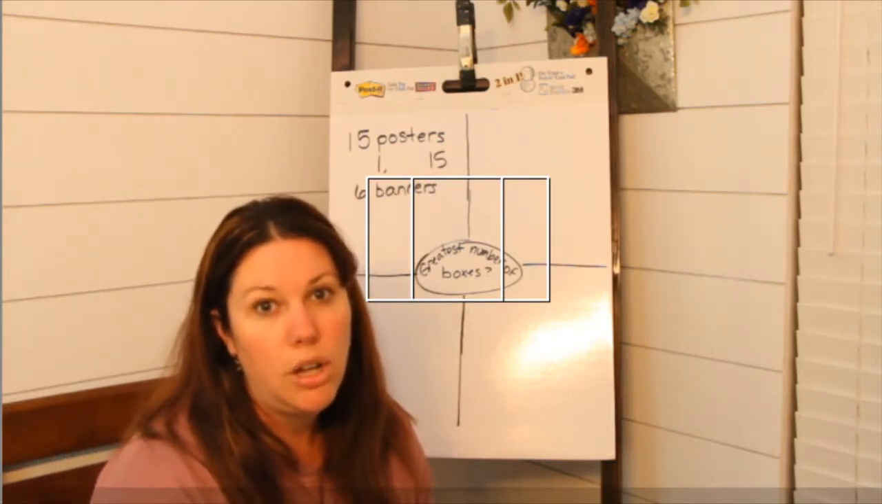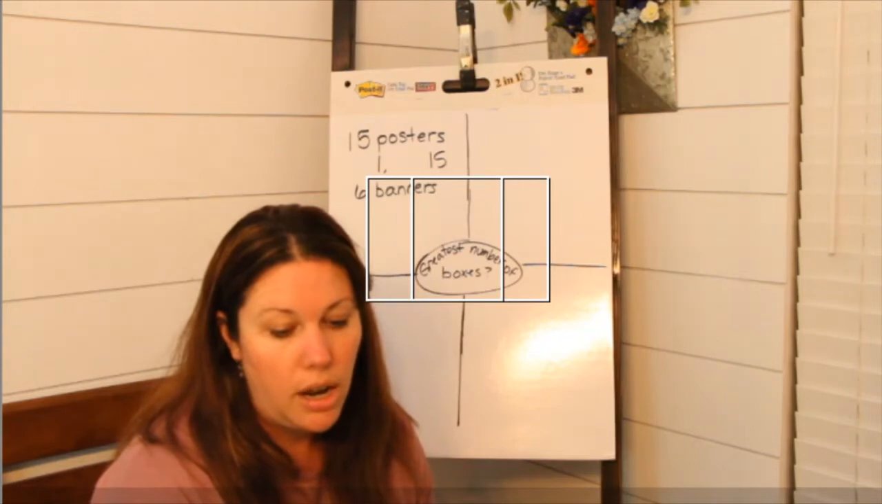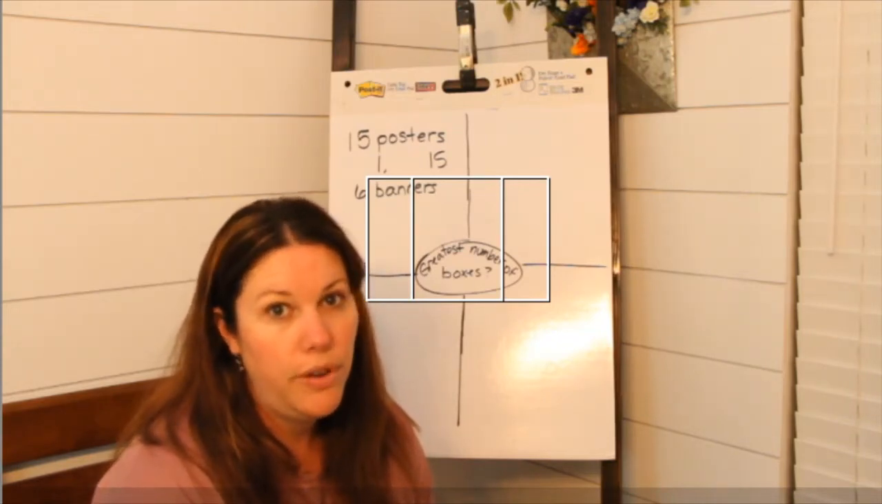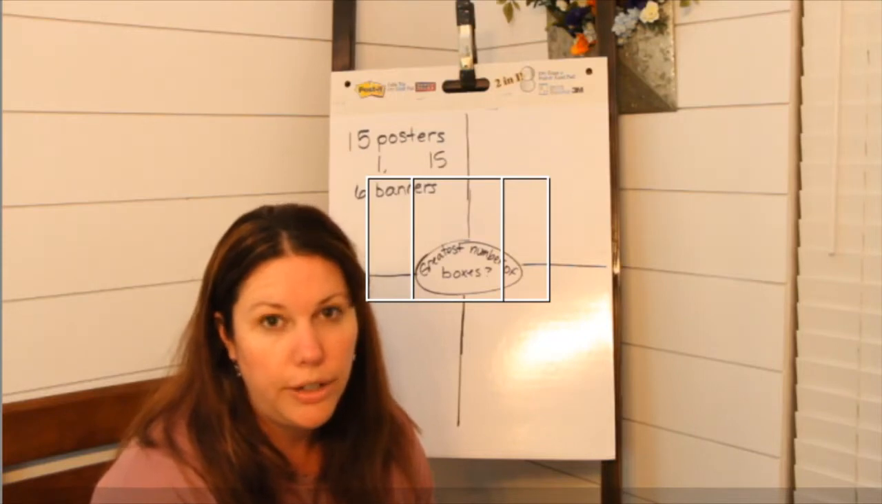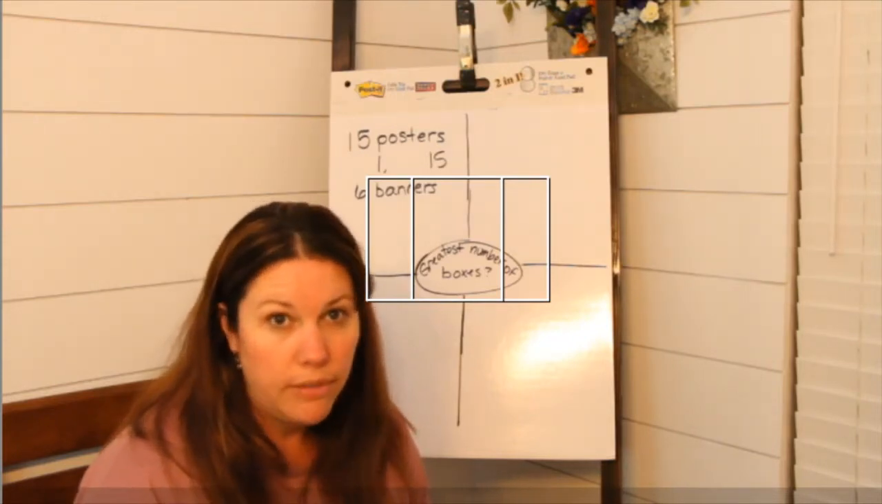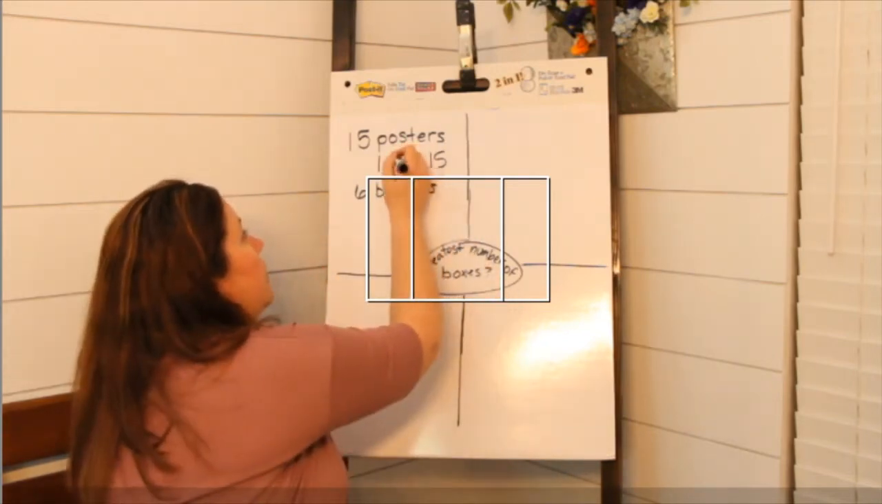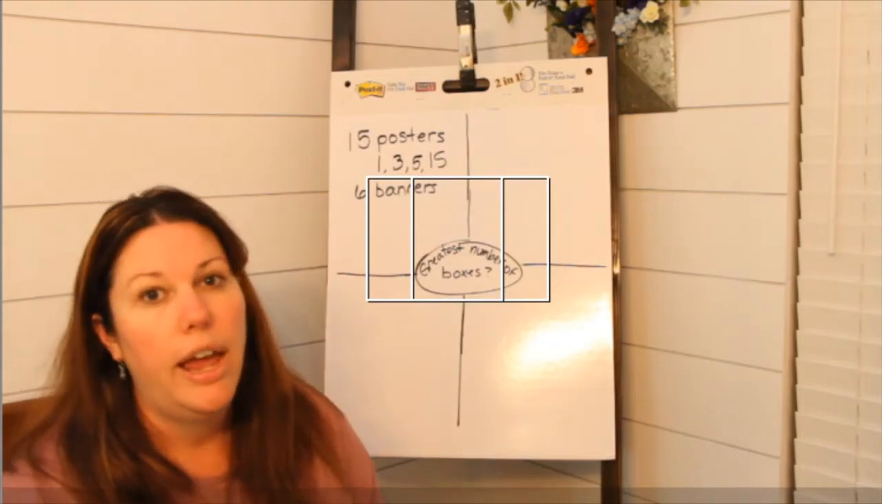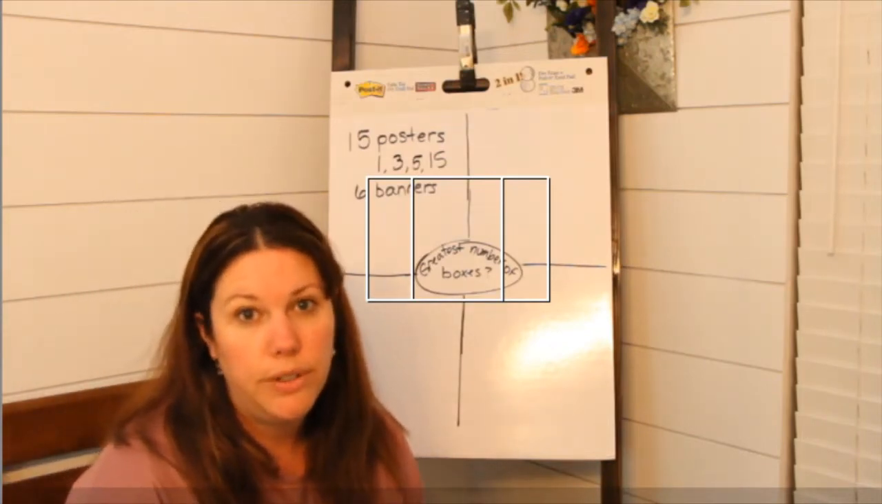So now let's talk about the other factors that go with it. So 15 is not a prime number, so that means that it's going to have more than 2 factors. What other 2 factors multiply to 15? 3 times 5. Okay, so that means 3 is my next factor and 5 is my last factor. And there's your 4 factors for 15.